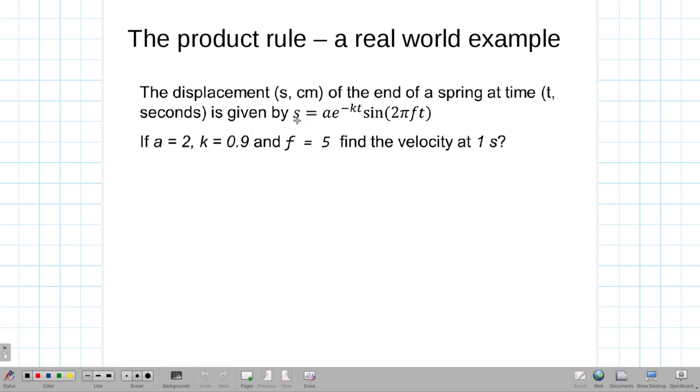So here we have an equation. Let me just get my pointer up. This here is an equation. Tells you the displacement of a spring against time. So you pull on a spring. So for example, it could be, say you've got, that's not a very good spring. Let's just erase that.